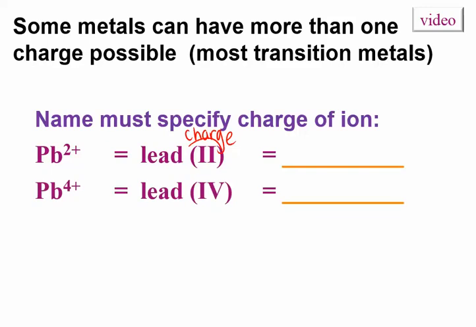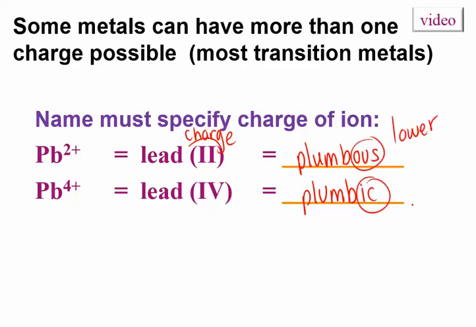So +2 or +4. There's an old-fashioned way to name these as well. We use the plum for the lead, and the lower of the two numbers gets "ous", and the higher of the two numbers gets "ic". So plumbic is the higher of the two common lead ions.